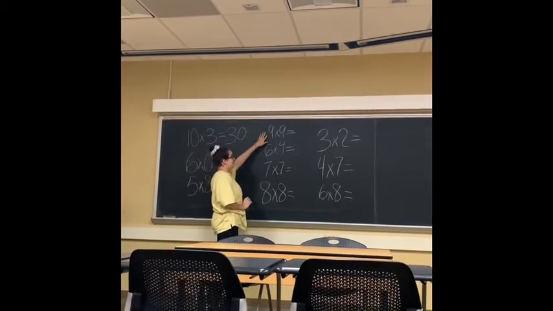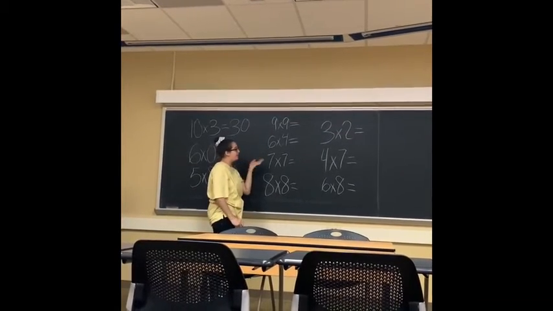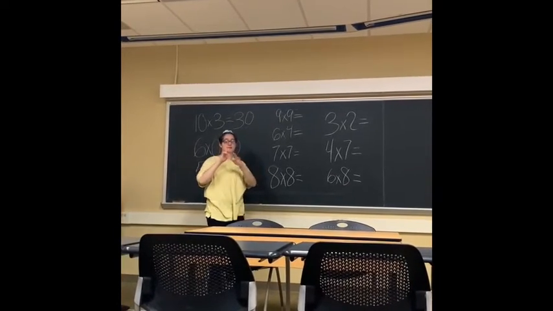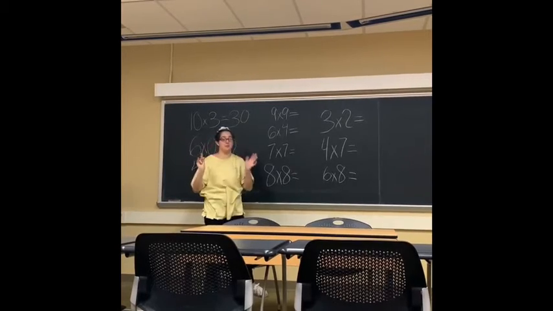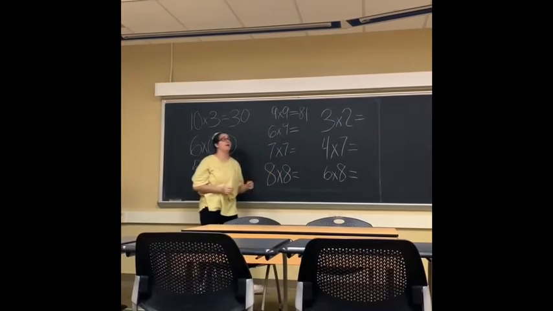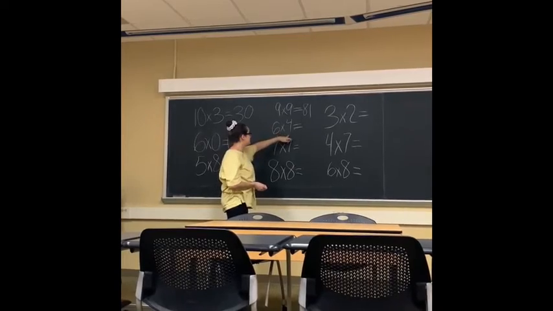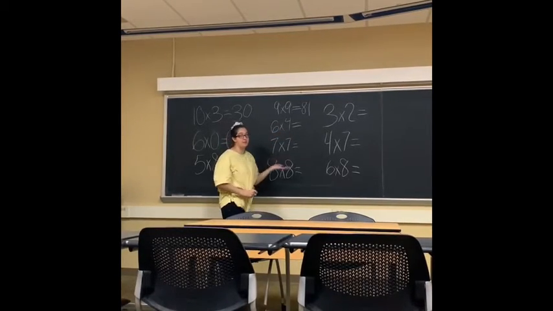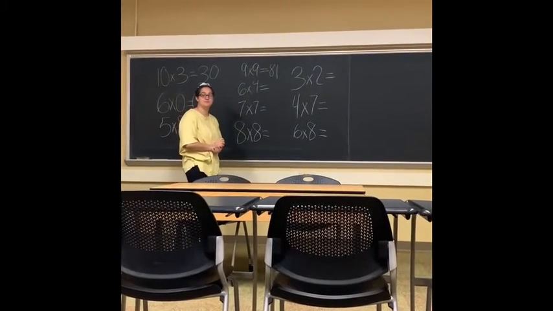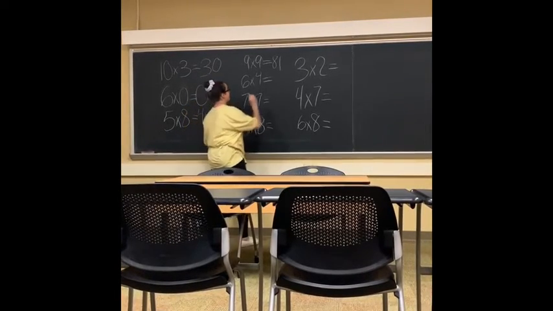And for your 9s tables, you can do it the same way, except you add 9 each time, and 9 times 9 is 81. Or if you had 9 times 5, it'd be 45. So 6 times 4 is going to be, can someone give me an answer? Yes, go ahead. Is it 32? No, you're close. It is 24.